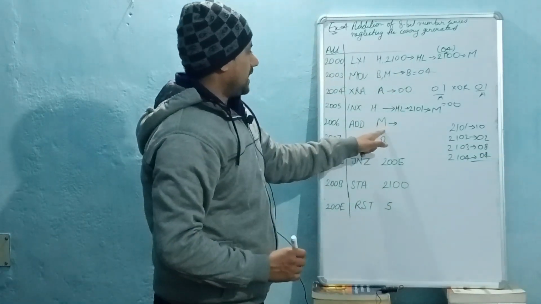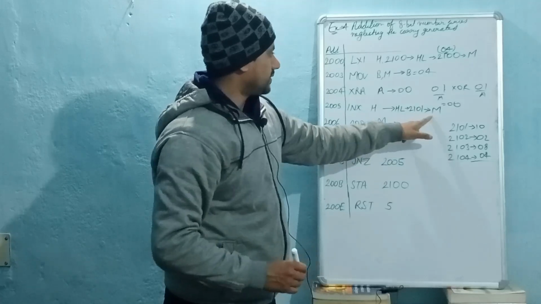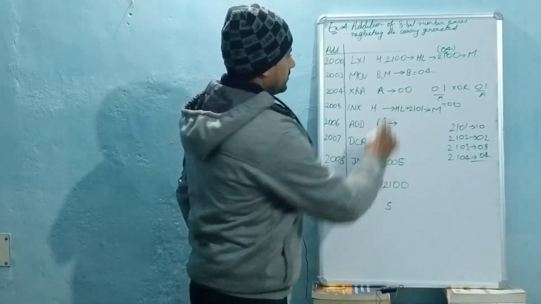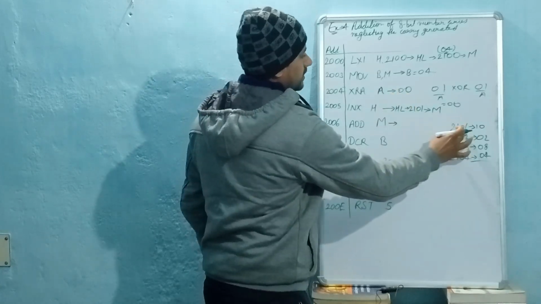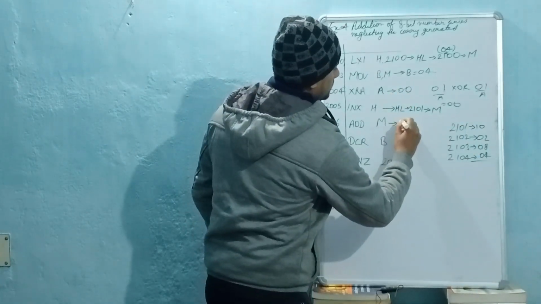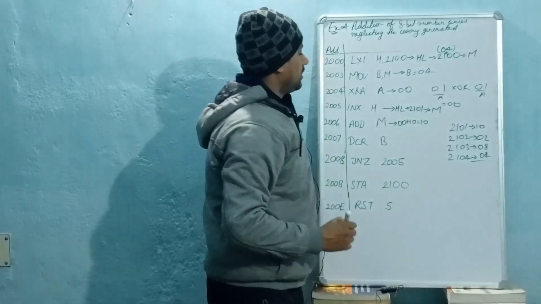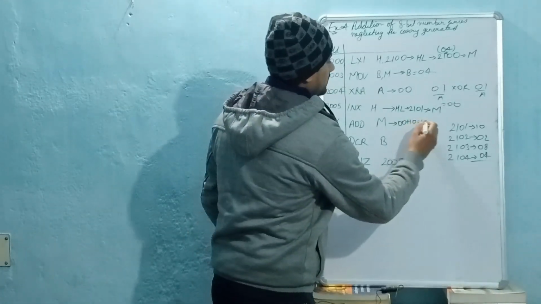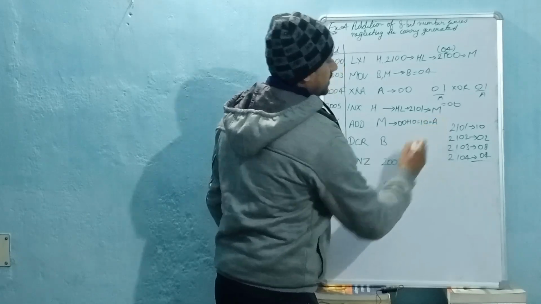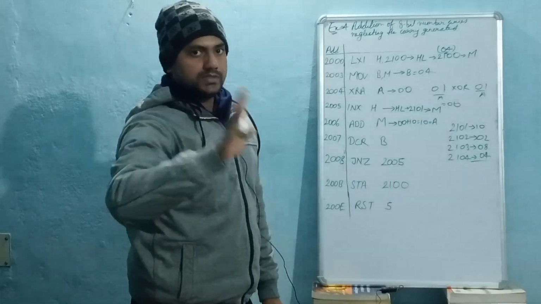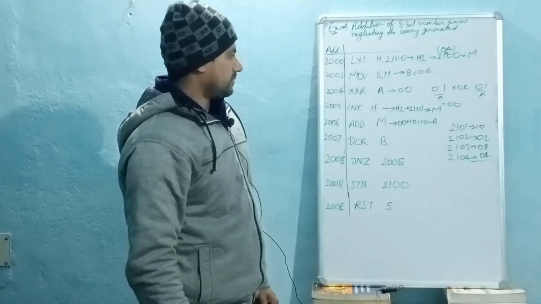So add M. Add M means 10 plus 00, because the accumulator is 00 and this one is 10. So 00 plus 10, you will get 10 in the accumulator. Okay, that is because by default the result is saved in the accumulator.